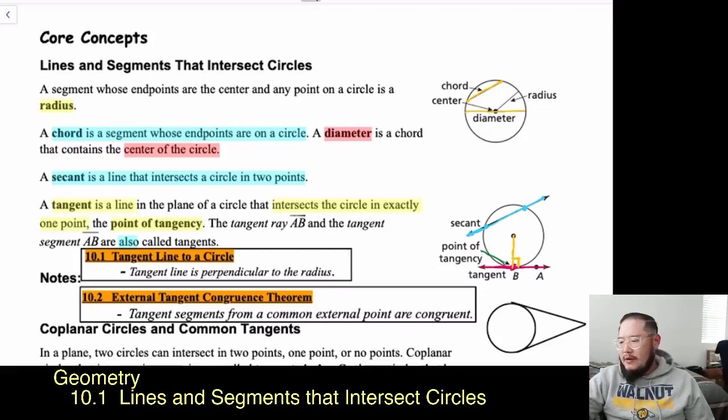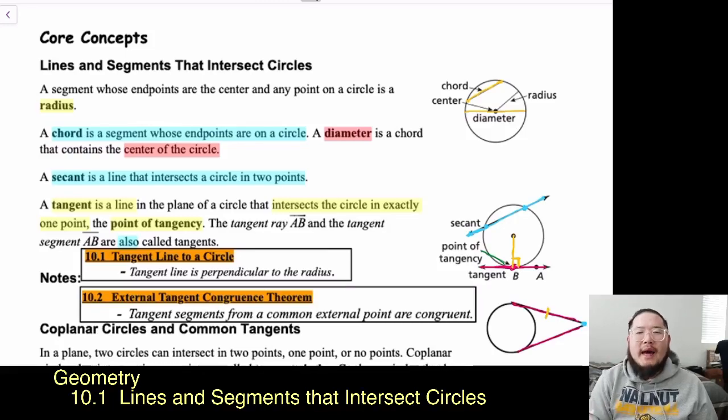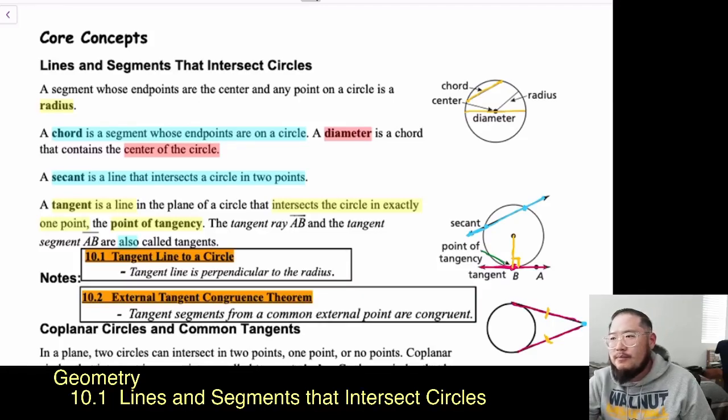I've got a circle, and what I have are two tangent segments. I'll go ahead and highlight or draw. We got tangent segment 1, tangent segment 2. And so what this is saying is that these tangent segments are congruent if they meet at a common external point, which they do right here. All right, so there you have the external tangent congruence theorem.